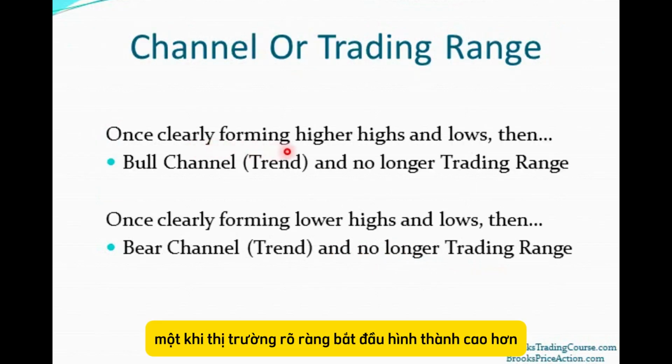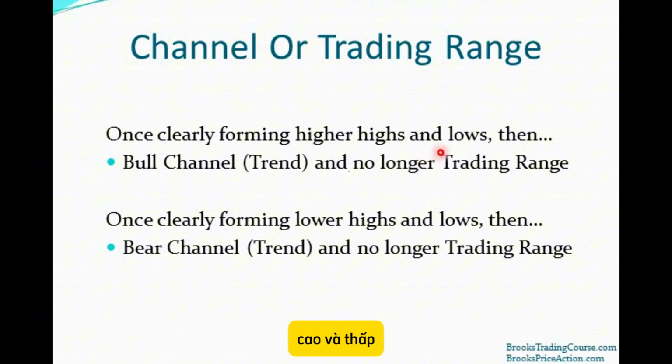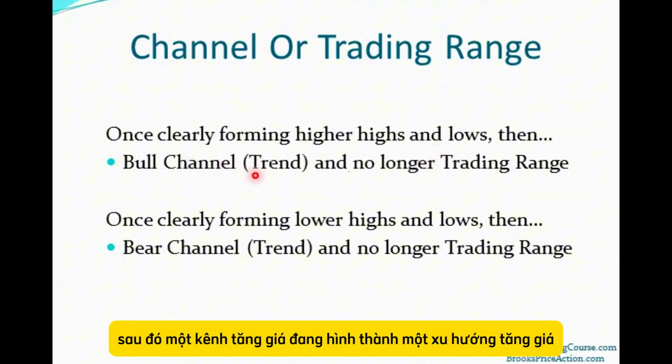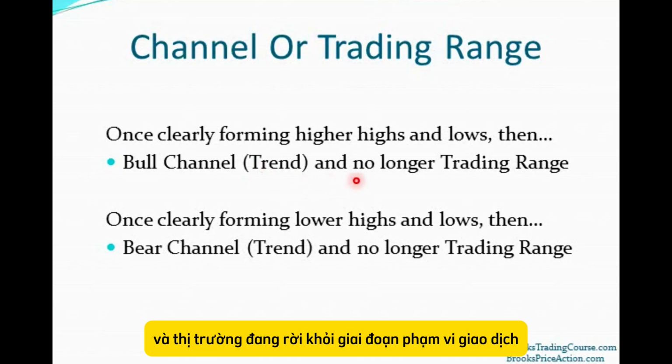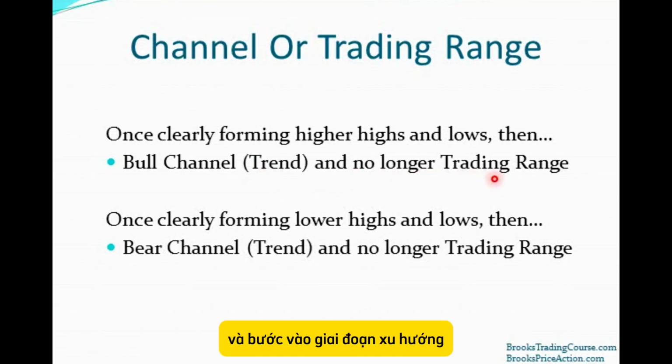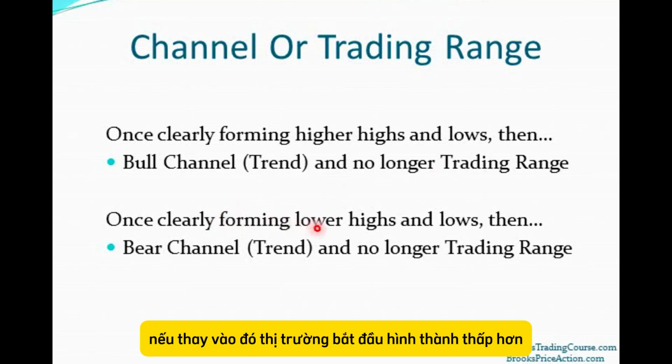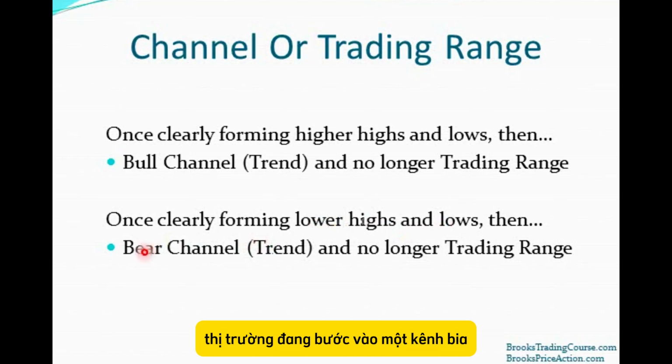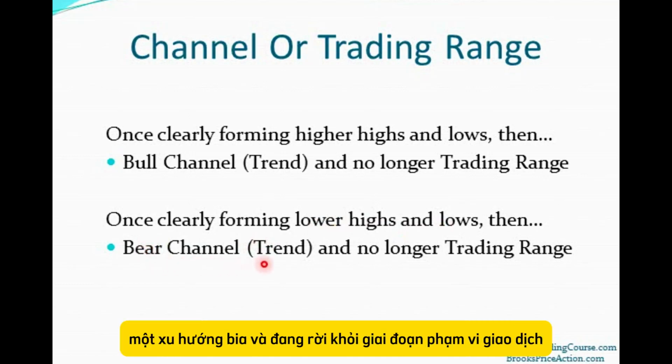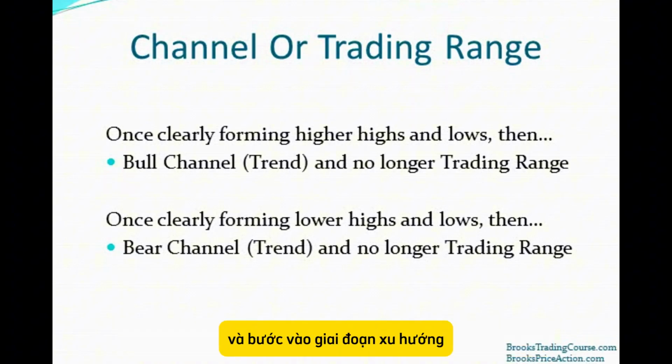Once the market clearly begins to form higher highs and higher lows, then a bull channel is forming, a bull trend, and the market is leaving the trading range phase and entering a trend phase. If instead the market starts to form lower highs and lower lows within the trading range, the market is entering a bear channel, a bear trend, and it's leaving the trading range phase and entering a trend phase.